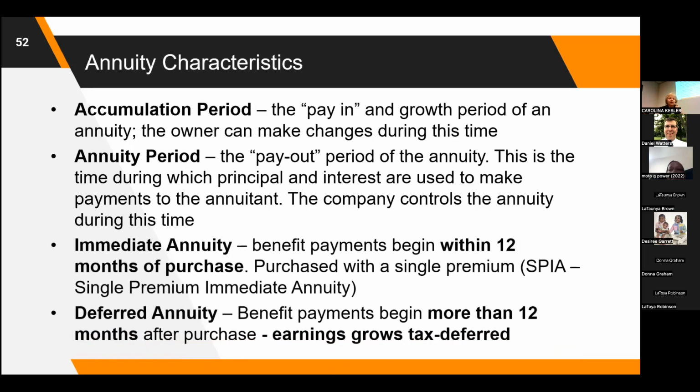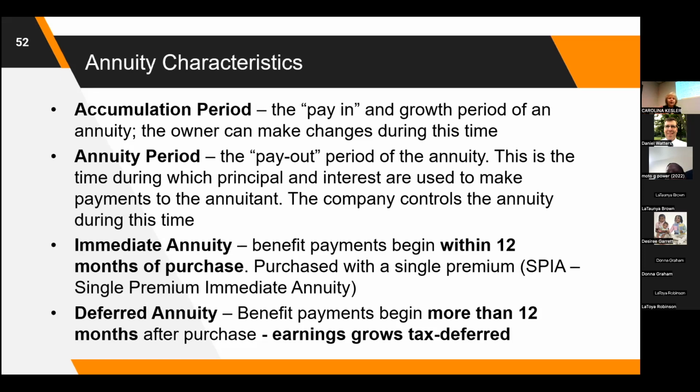For immediate annuity benefit payments, if they begin within 12 months, it's immediate. So if you start getting them in 10 months, it's immediate. 5 months, it's immediate. 11 months, it's immediate, right? Anything before 12 is immediate. After 12 is deferred. An immediate annuity can only be paid for with a single premium, because you're going to have immediate access to your cash, right? So say you win the lottery. They're going to put it in an immediate annuity so you can start getting monthly payments right away. They don't give you a whole lump sum. That's nonsense too. So that's an immediate annuity.